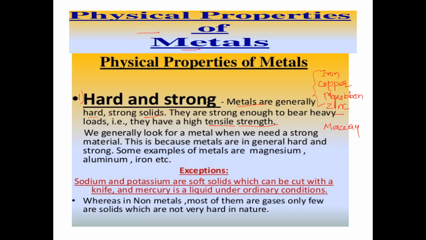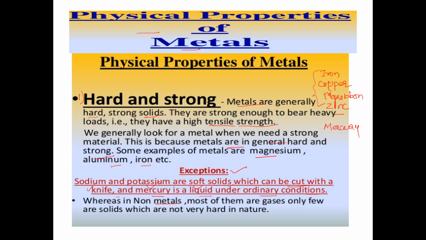Metals are used for making wires because metals are in general hard and strong. For example, magnesium, aluminium and iron. Exceptions are there like sodium and potassium. They are very soft solids, and they can be cut with a knife. Mercury is an exception. It is a liquid under ordinary condition.